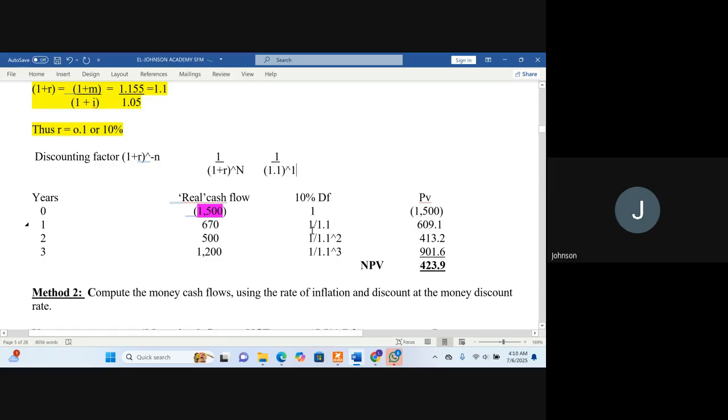Raised to power 1. Then the other one will become 1 plus, this will be raised to power 1. So this should be in brackets. So that is that for that. Once you do that, you get your answer, and then you use it to multiply your cash flows.